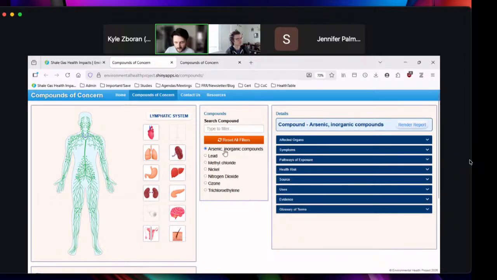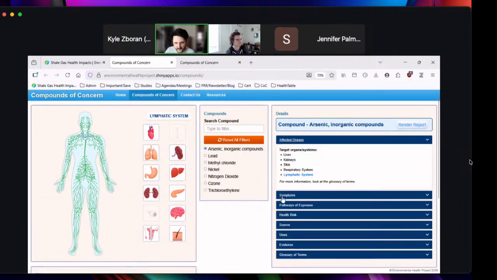So we'll just keep going with arsenic here as the one to look at. You could also click over here and switch the compound, and it'll switch it in the right window as well. But continuing on with arsenic, each of these is a drop down menu, so you can expand everything as you go. The first one will be what other target organs are affected here, and the one that you selected will be highlighted. So we chose lymphatic system, but it also affects all these other systems as well.